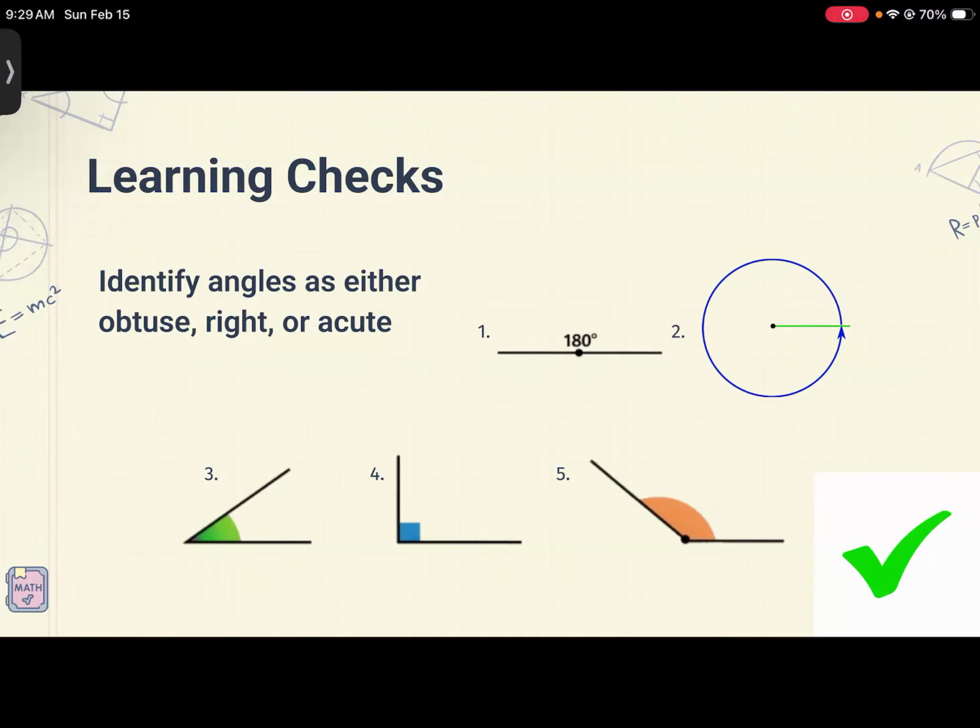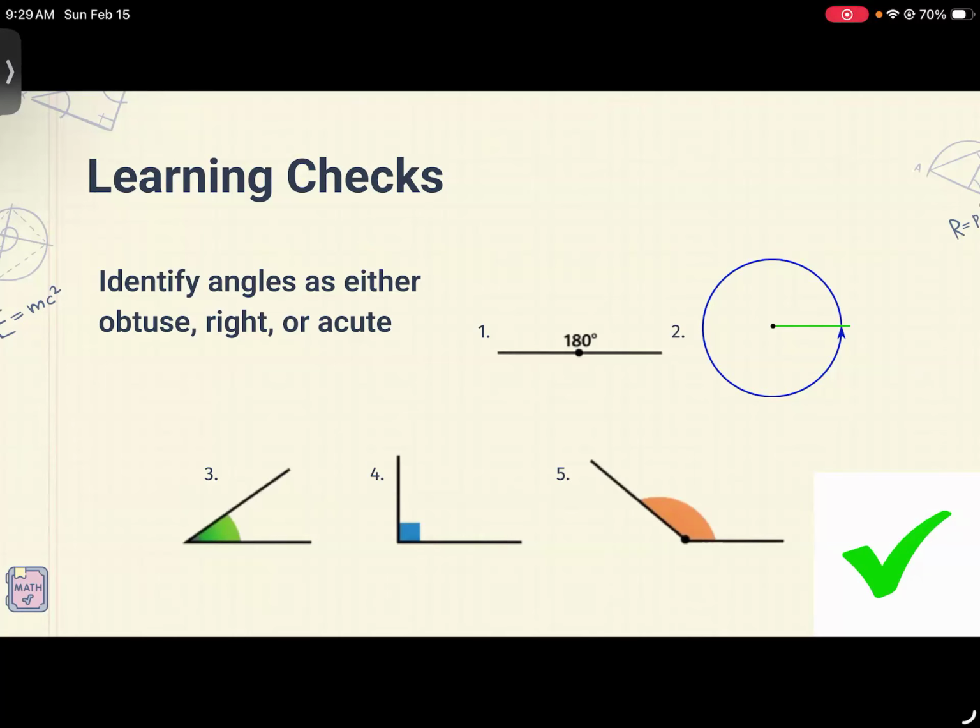So the first one is an obtuse angle or a straight angle because it is 180 and that is a straight line. The second one is an obtuse angle. Now, the reason it is an obtuse angle is because we can see it is clearly larger than 90 degrees. The third one is an acute angle because it is less than 90 degrees. The fourth one is obviously 90 degrees. And then the fifth one is obtuse because it is greater than 90 degrees.